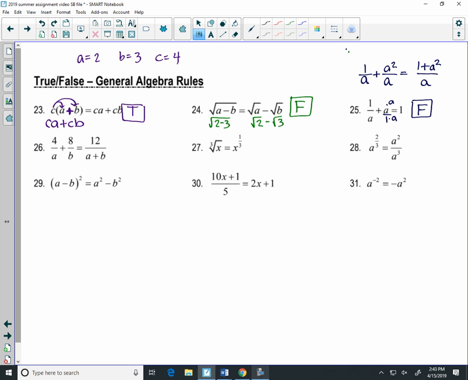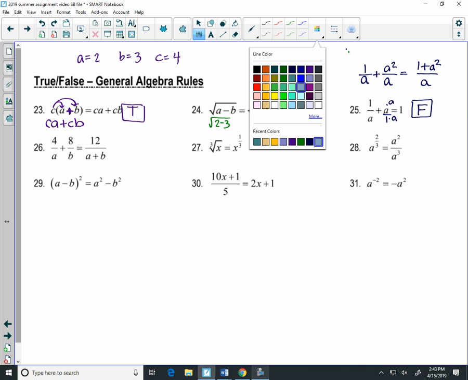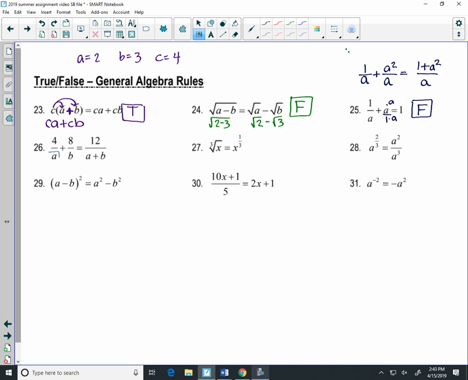1. Kind of when in doubt, false on these. All right. 4 over A plus 8 over B equals 12 over A plus B. That would not work for any value of A and B that I can think of, actually. Here, we don't have a common denominator. So we would need to multiply this guy by B over B, and this guy by A over A. So what we would actually get is 4B plus 8A over AB. Not the same as 12 over A plus B.